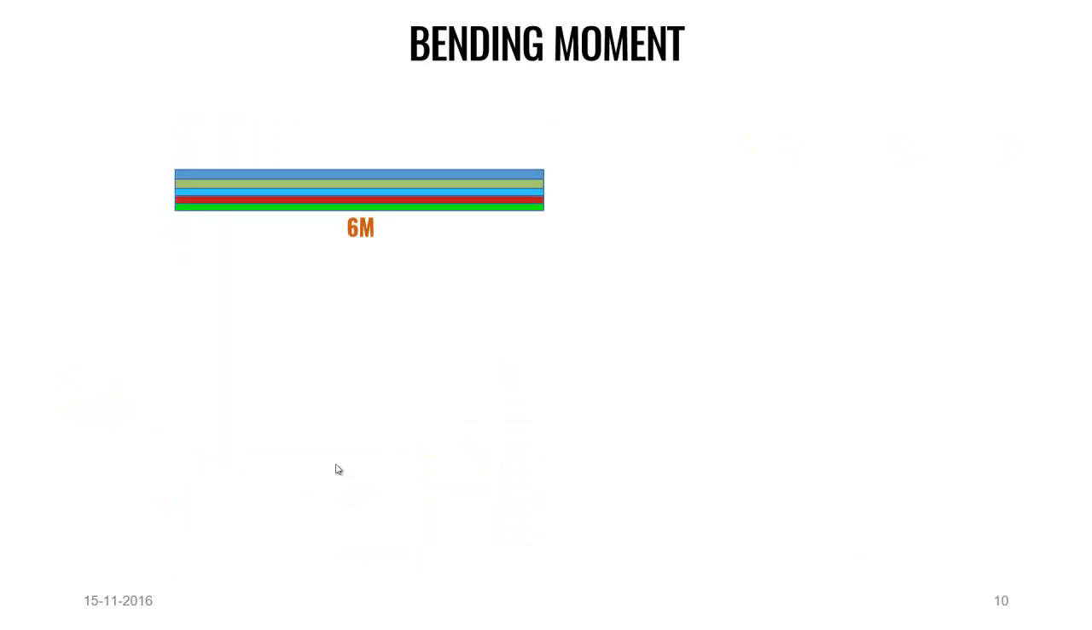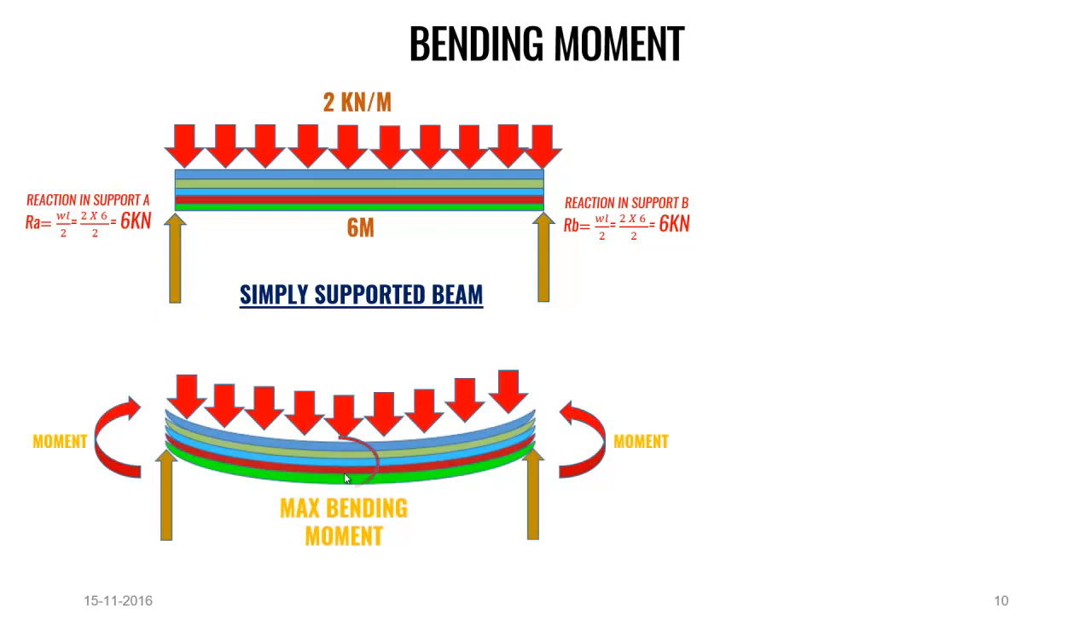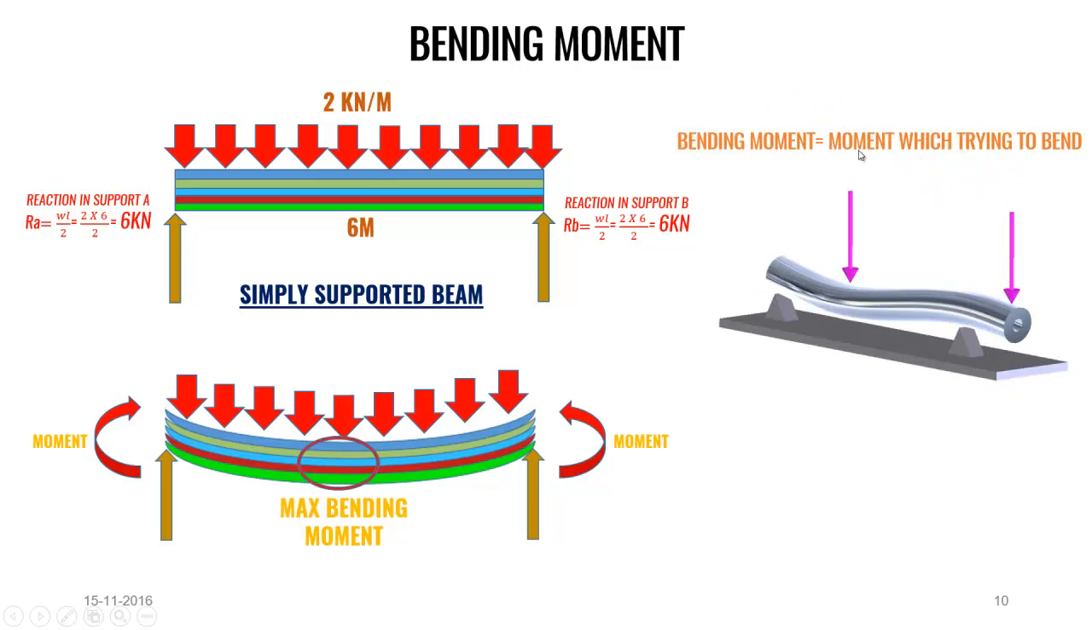Next is bending moment. Consider the same 6 meter length beam which is simply supported and 2 kilonewton per meter load is applied, and this is the reaction 6 kilonewton. And let's see what happens to this beam once the load is given. You can see the maximum bending moment is occurring at the middle of this beam. So bending moment is the moment which tries to bend the member, and it is calculated using the equation WL²/8, where W is the load, L is the length, and you will get 9 kilonewton meter as the bending moment in this beam.